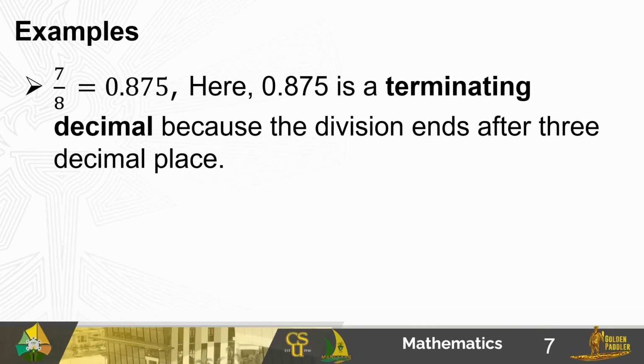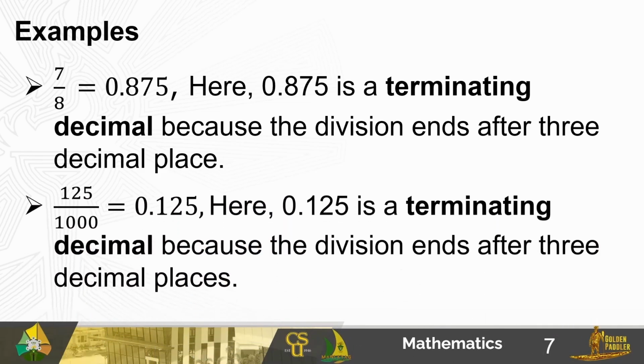The next one is 7 over 8, which is equal to 0.875. Here 0.875 is a terminating decimal because the division ends after 3 decimal places. And then the last one is 125 over 1000, which is equal to 0.125. Here 0.125 is a terminating decimal because the division ends after 3 decimal places. So these are some examples of terminating decimals.